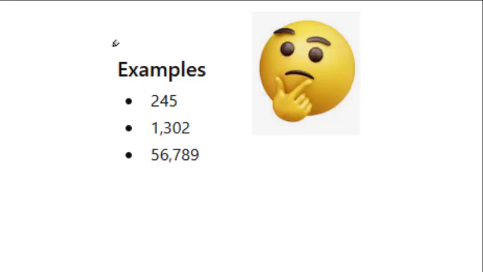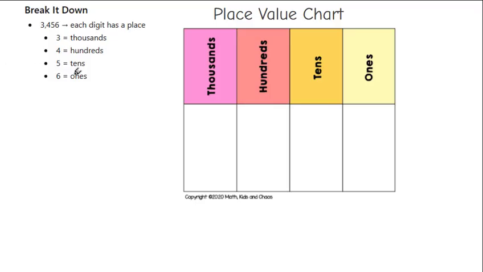Here are some examples written out in standard form. 245, 1,302, 56,789. Standard form is the regular way we write numbers using digits. Each digit in standard form does have a value when we break it down. For instance, 3,456. When we break it down, it looks like this, 3,456. They all mean something depending on how they're written and what place they're in.